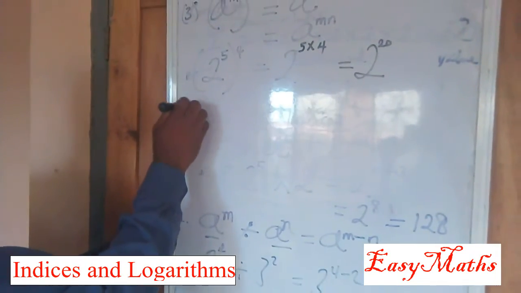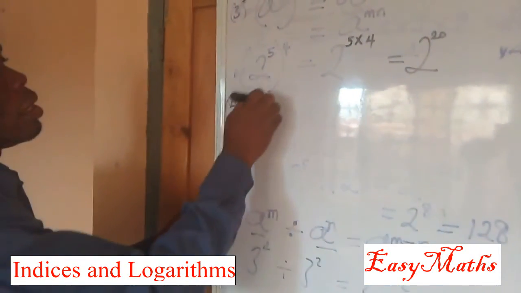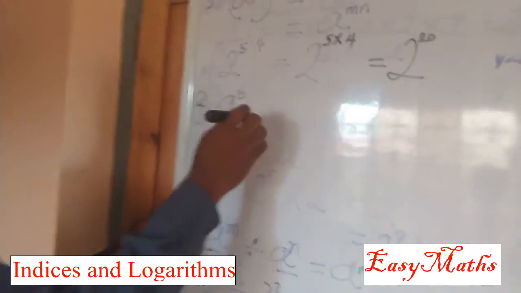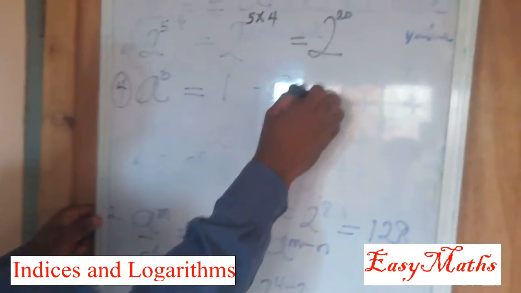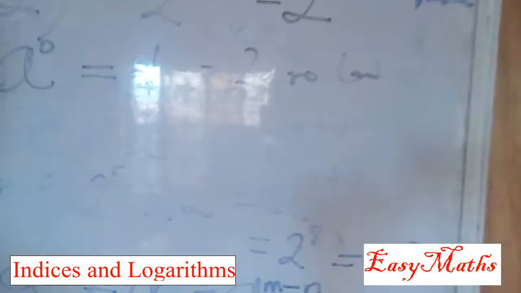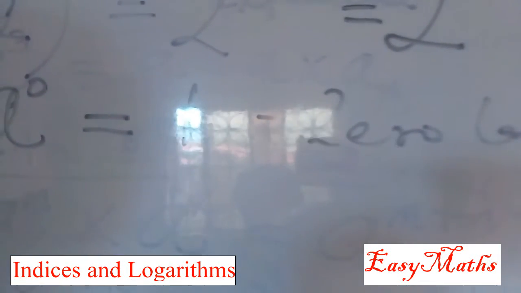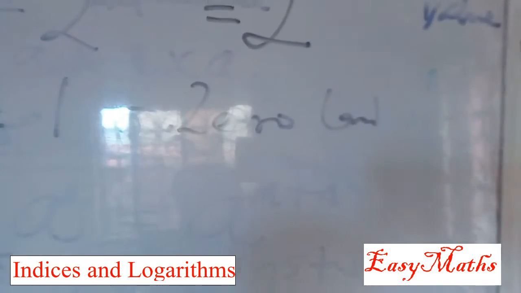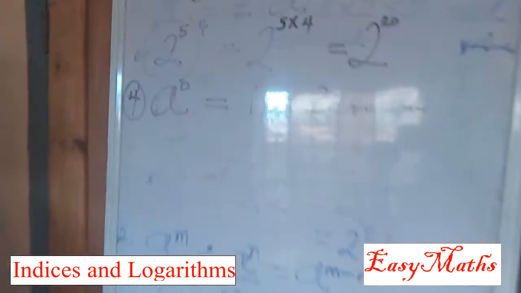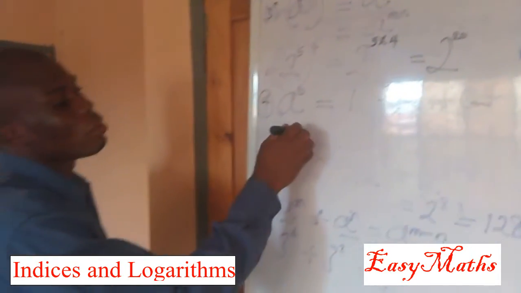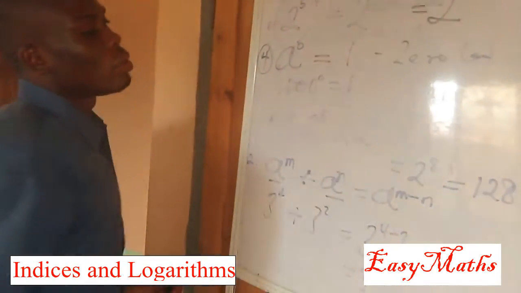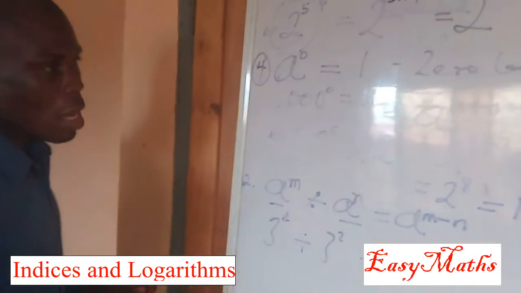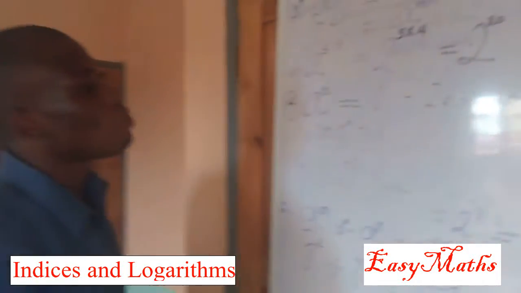Now we have the next law, law 4. A raised to power of 0 is equal to 1. This is called the zero law. Anything in indices raised to power 0 is 1. Also, we have 1000 raised to power 0. That's equal to 1. So in indices, anything raised to power 0 is 1.